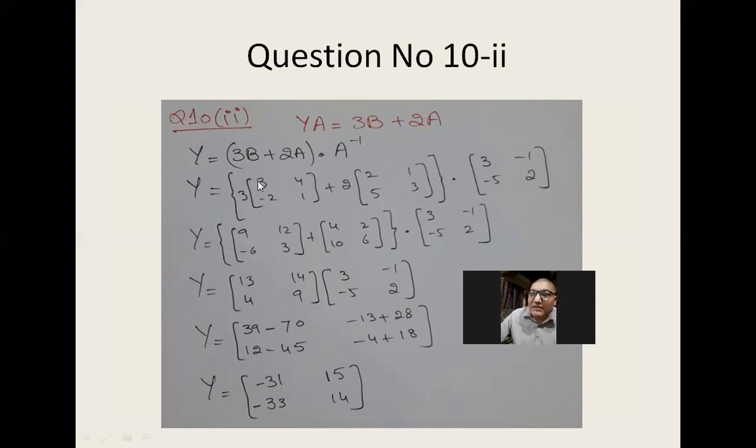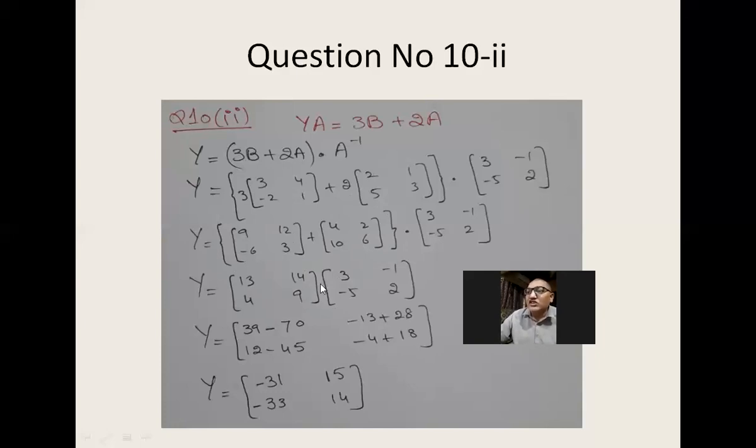So this number will multiply with this matrix, so it will multiply with all the members of this matrix. This 2 is multiplying with this matrix, so it will multiply all the members of this matrix. So you will have 3 into 3, 9, 3 into 4, 12, 3 into minus 2, that's minus 6, 3 into 1 is 3. 2 into 2 is 4, 2 into 1 is 2, 2 into 5 is 10, 2 into 3 is 6. So now I will add these two matrices with each other. So 9 plus 4, that's 13, 12 plus 2, that's 14, minus 6 plus 10, that's 4, 3 plus 6, that's 9.